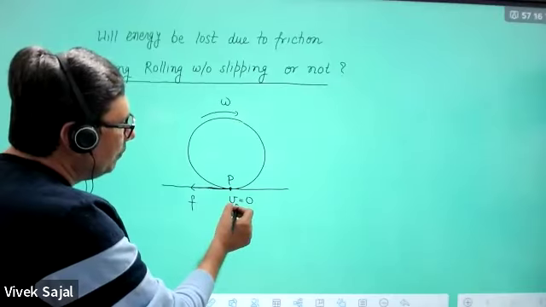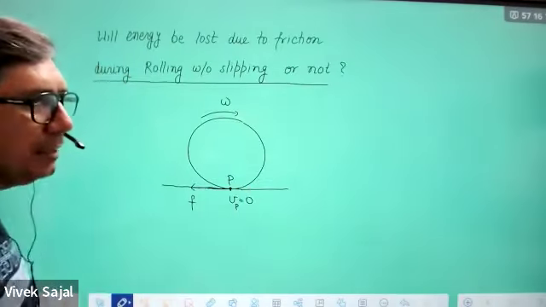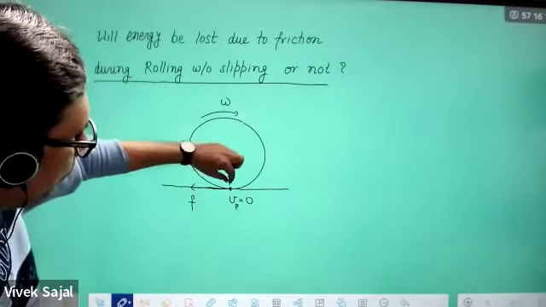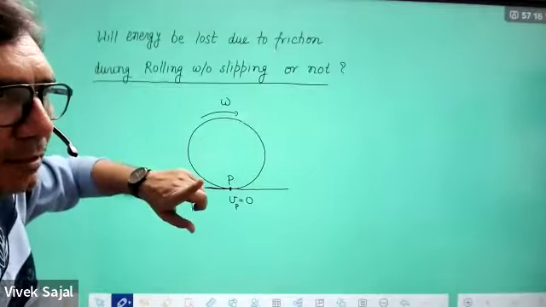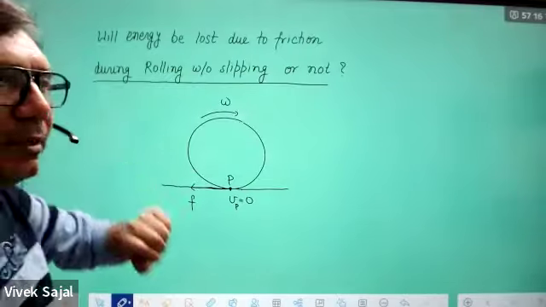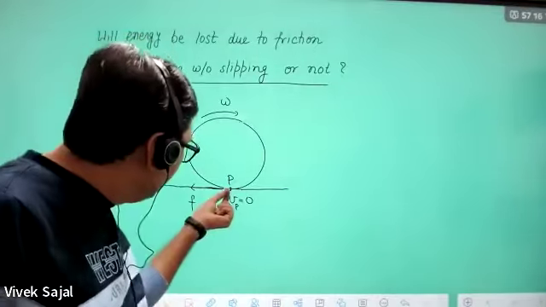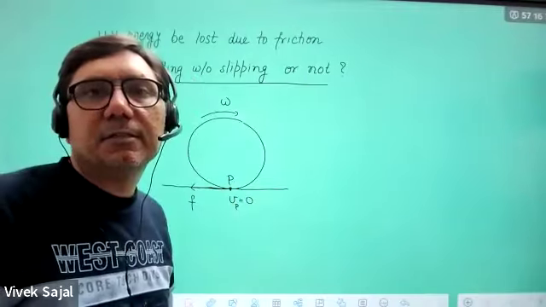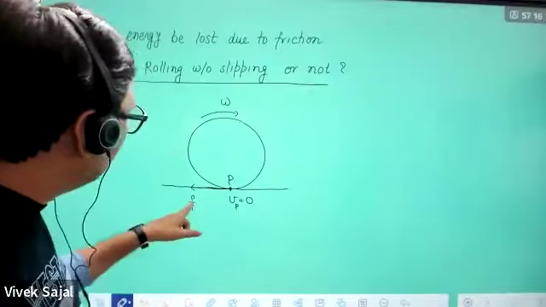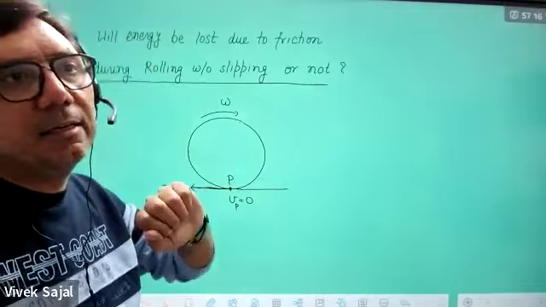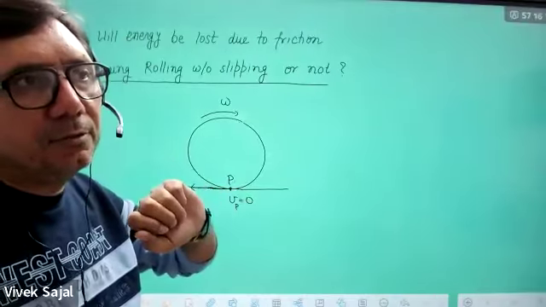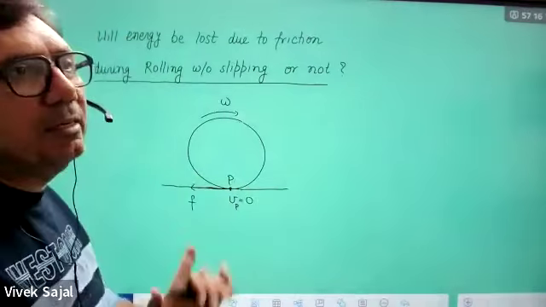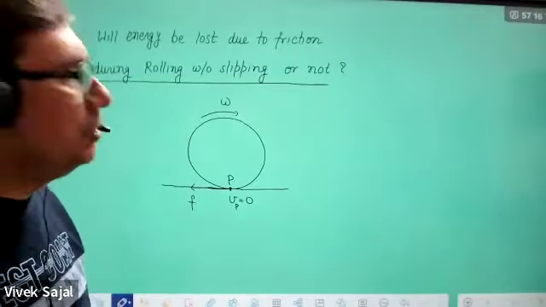So Vp is 0. With respect to the ground, there is no relative motion between this point P and the ground surface. So this point is at rest. There is no displacement. Try to understand, displacement is 0. Friction force is acting, but no relative motion is taking place. No displacement is there, so the work done by the friction force is 0 here.